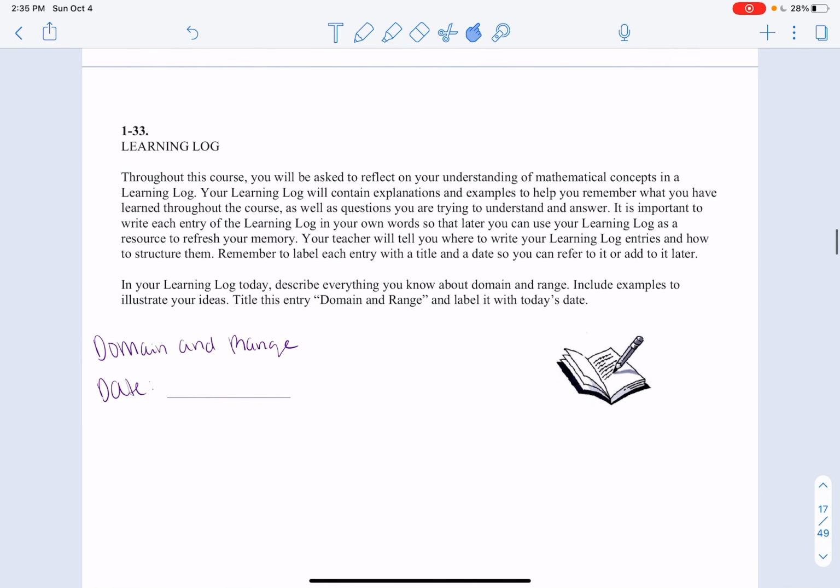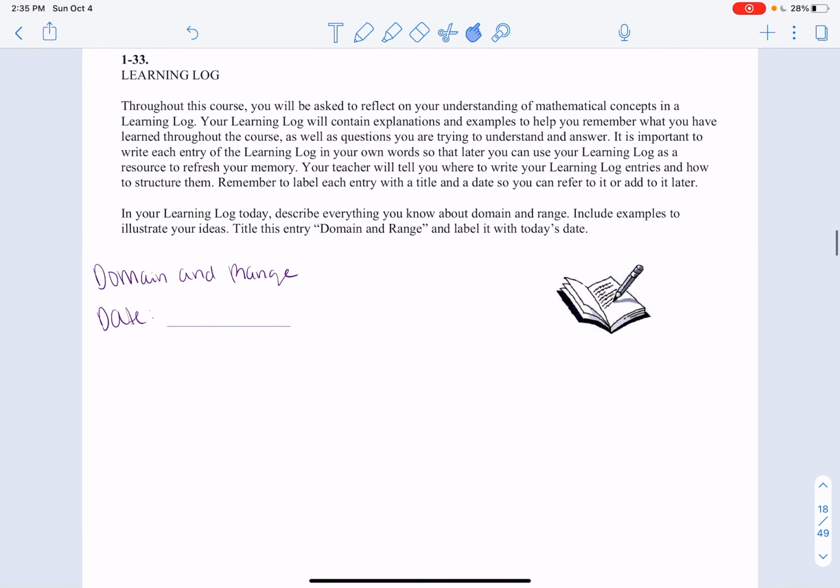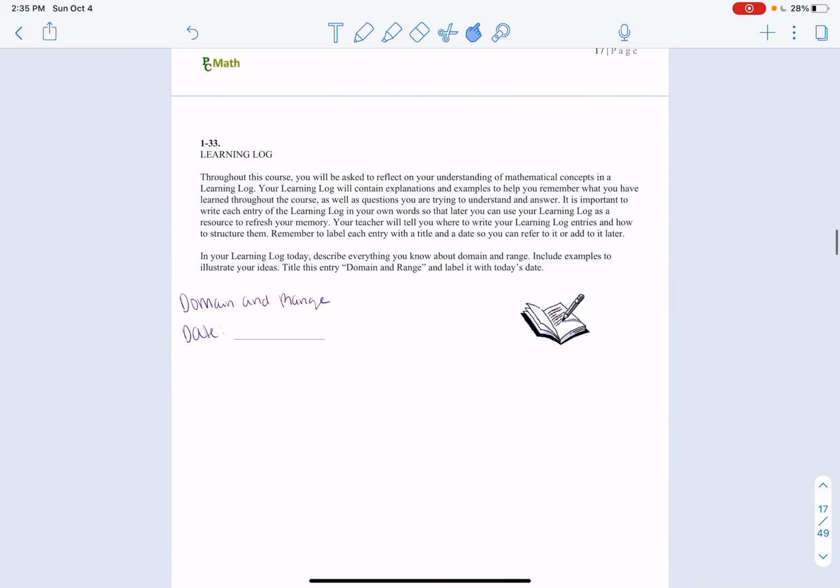And then the last piece here is you do have your learning logs throughout. This is where we're asking you to reflect on your understanding of what we just learned. So what you want to do is label. So we've got the domain and range, and we've got to write down the date, and then just write down some things you learned. What did you learn? What do you still have questions about? And this could be great too. After you write about what you've learned, did you have any questions about anything so you can remember, so you can ask your teacher?